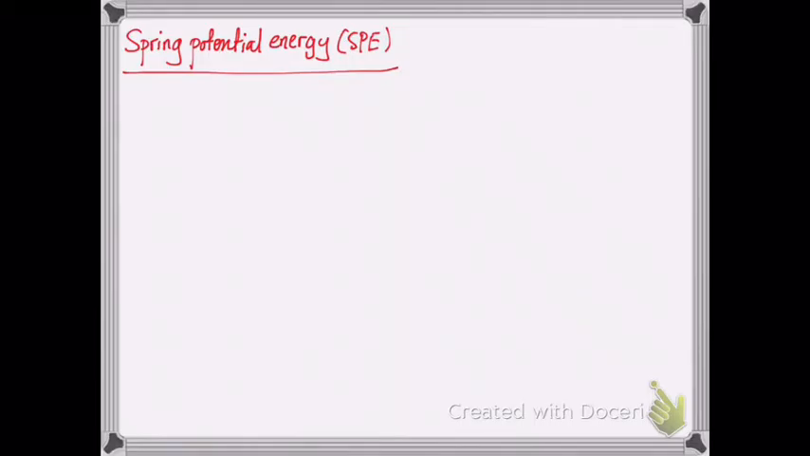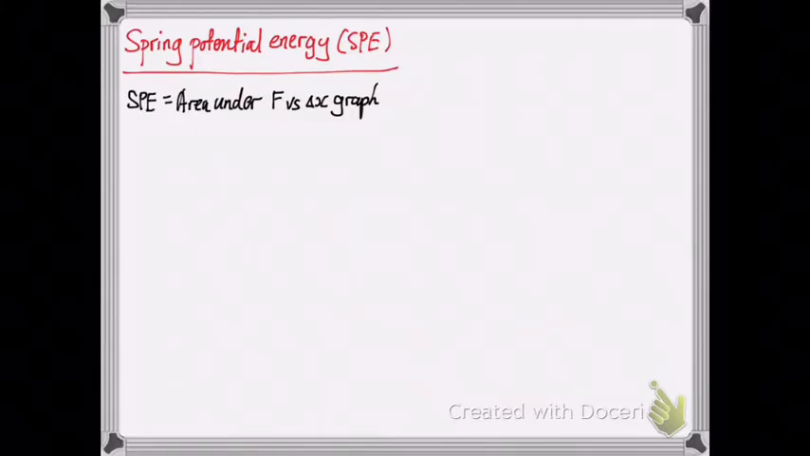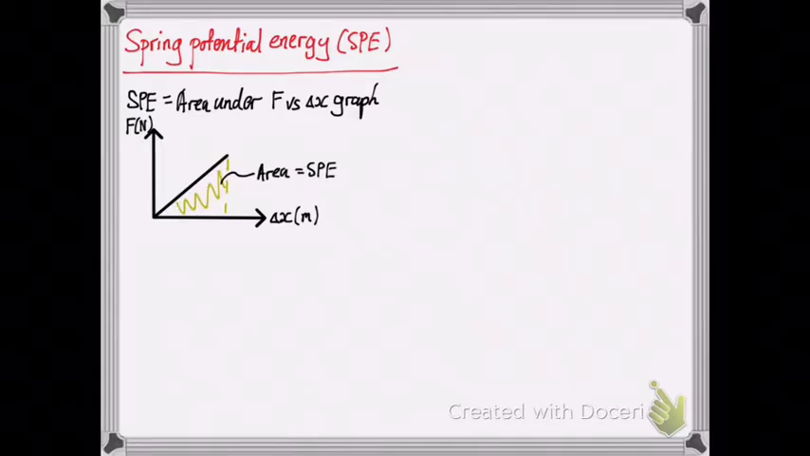Alright, so let's start looking at the spring potential energy, or I'll just abbreviate this to SPE in this video. So SPE is simply depicted by the area under the force versus change in length graph. So here we can have another force versus delta x graph. It's a linear graph, so we just have this diagonal straight line. And the area under here is our SPE, so the shaded area in yellow.